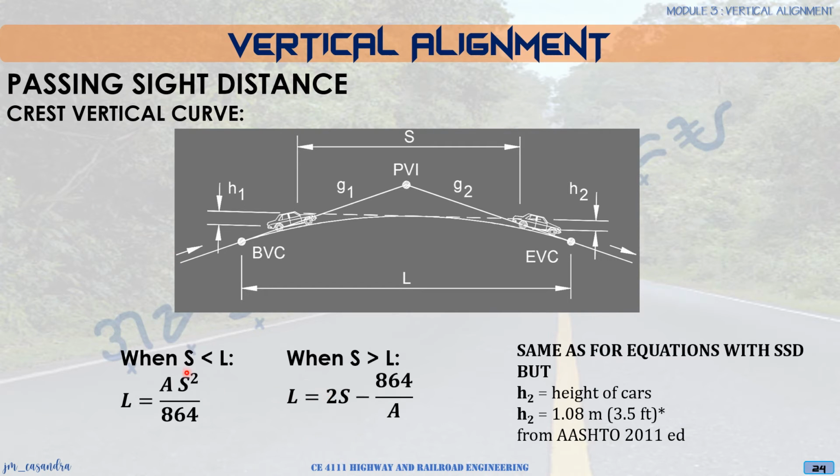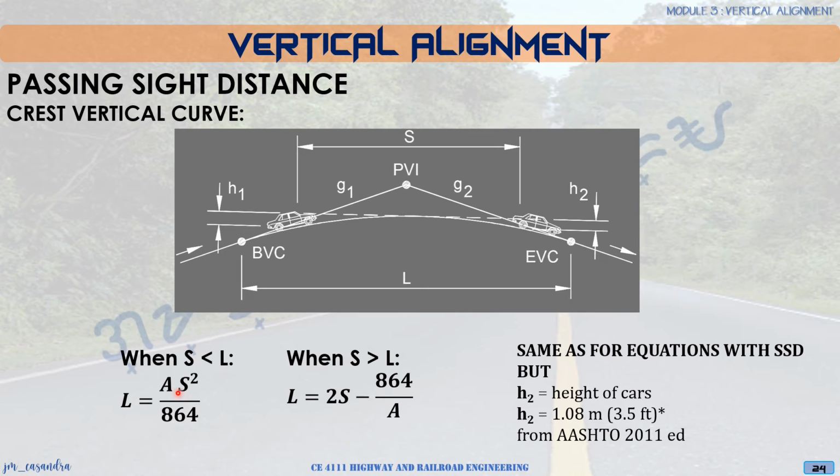Okay, so again, for passing sight distance, our general equation would be the same as our equation for the stopping sight distance. The only difference is that for H2, it will now be equivalent to the height of the car to be passed, which is 1.08 meters. Okay? So if what we are overtaking in the passing sight distance for a crest vertical curve is a truck, then H2 will be 2.33 meters. So this one will change.